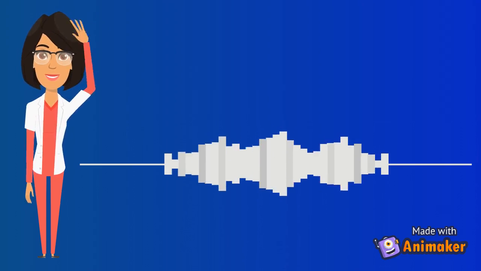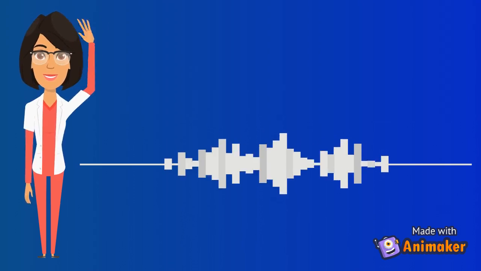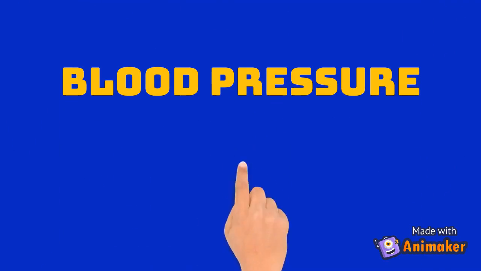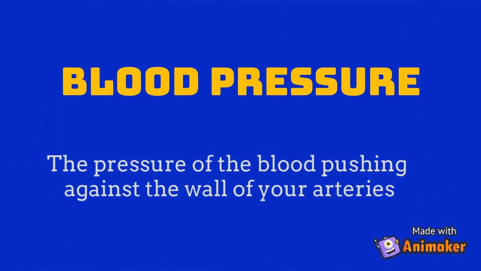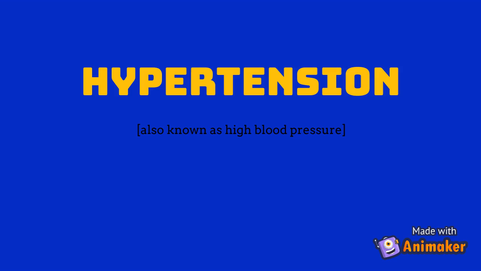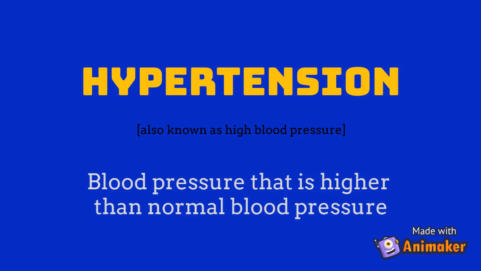Today, we will be learning about hypertension, also known as high blood pressure. Blood pressure is the pressure of the blood pushing against the wall of the arteries. Hypertension is another term for high blood pressure. It is a blood pressure that is higher than a normal blood pressure.